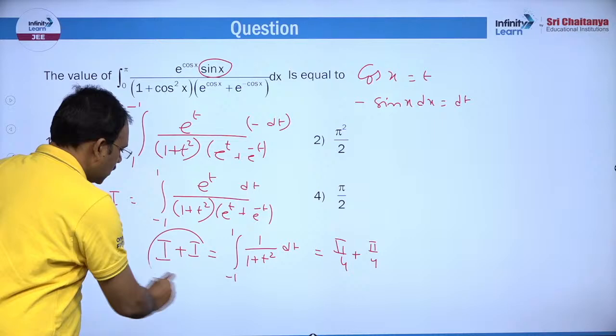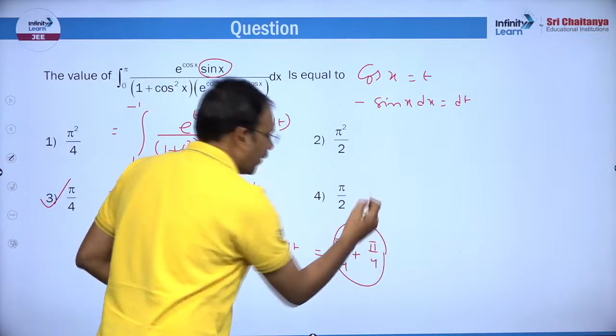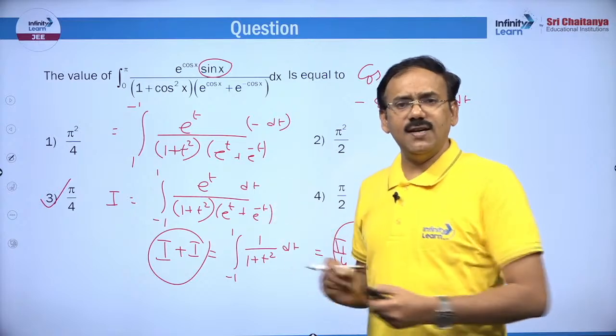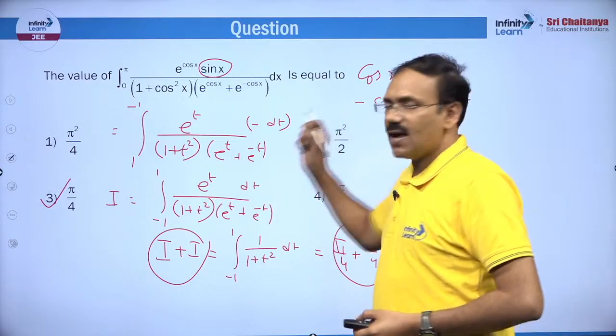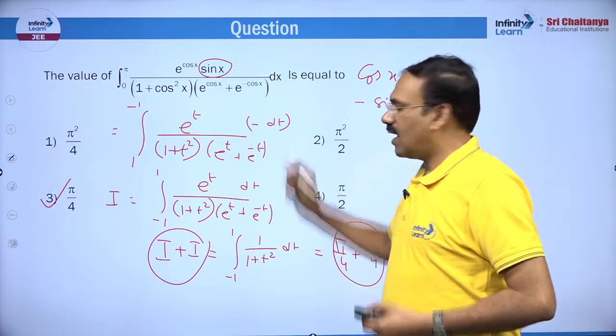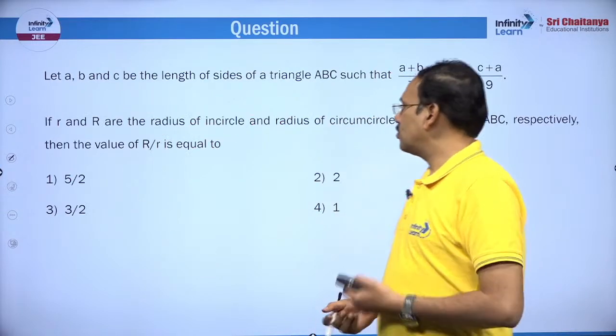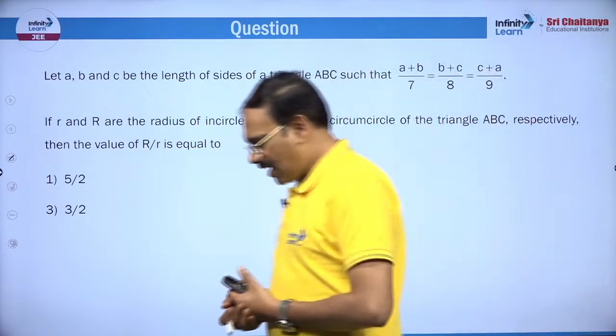So 2I is 2 times pi by 4, so I is equal to pi by 4. The basic idea to answer this question is to take cos x as t, then apply King's formula, and you will get the answer. Then you go to the third question. It is not that difficult.